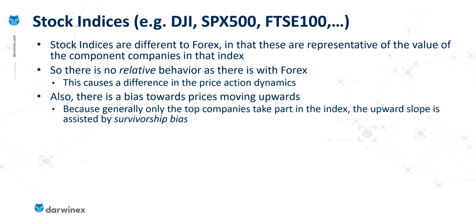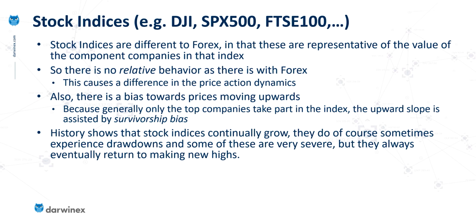Furthermore, there's also a bias towards prices moving in an upwards direction. And because generally only the biggest and best performing companies take part in the index, the upward slope is actually assisted by survivorship bias. This is because as soon as any company starts to perform less well, they'll be removed from the index and have their place taken up by another company that's performing better.